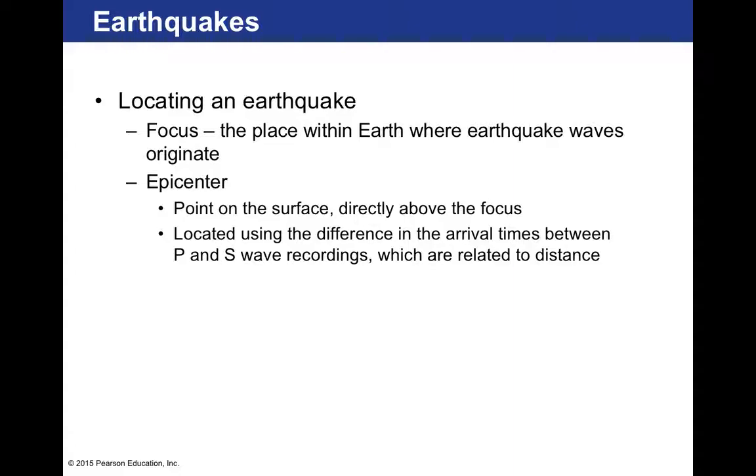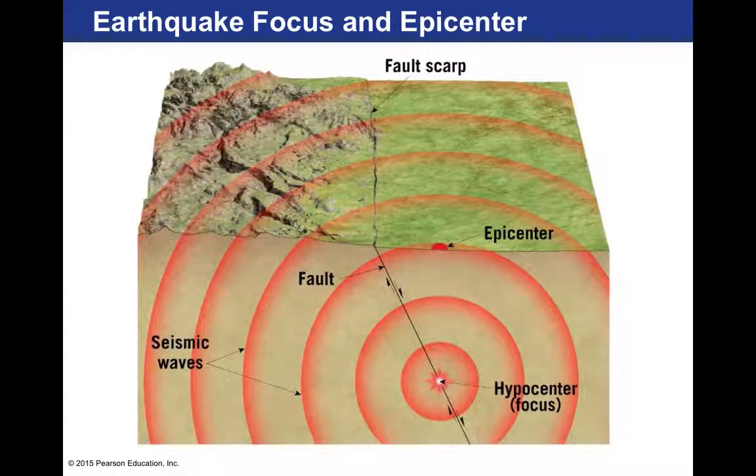And you can easily determine the epicenter simply using the difference in arrival times between P and S waves on a seismogram. All right, because these 2 waves are related to the distance they travel. This is just a picture showing you that the focus is underground while the epicenter is directly above the focus. And you can see that the focus typically always happens along a fault line.